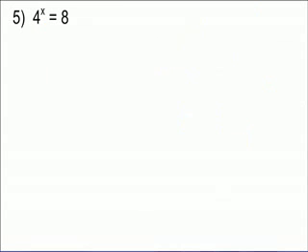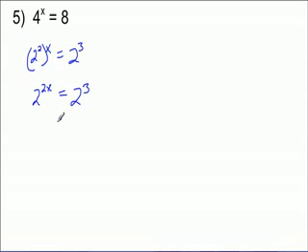Okay, and the last example, 4 to the x equals 8. So here we're going to rewrite 4 with a base of 2, so it's 2 squared to the power of x, and then 8 is 2 cubed, which is quite convenient because now the bases are both 2, so that's 2 to the power of 2x equals 2 to the power of 3, so 2x equals 3, and then you'll divide by 2, x equals 3 halves.